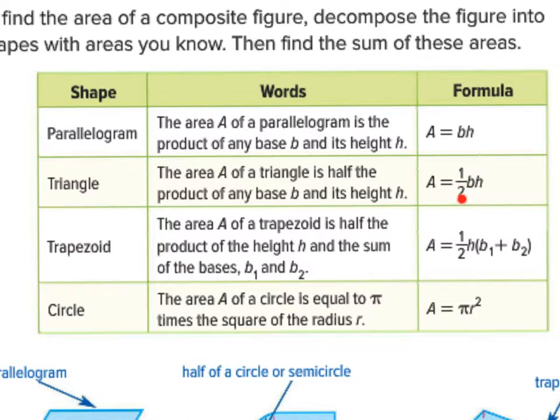So you really just need the half of the parallelogram. For a trapezoid, the area of a trapezoid is half the product of the height and the sum of the bases, base 1 and base 2. So you take base 1 and base 2, right? The line on the top and the line on the bottom.